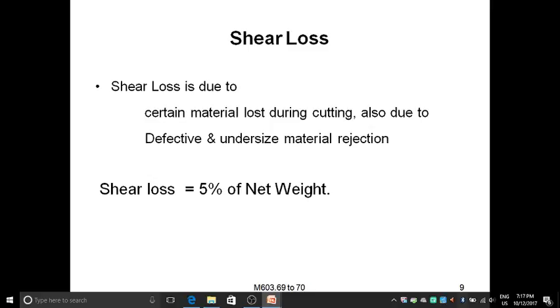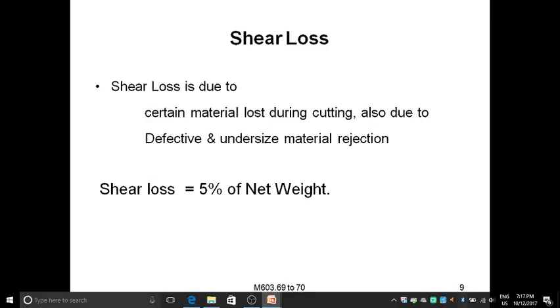In forging you have a chisel. With the help of the chisel you have to part off, so during that some amount of material will be lost in the form of waste. That material is normally taken as 5% of the net weight of the object.